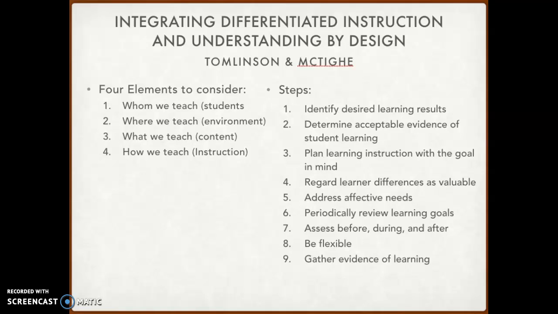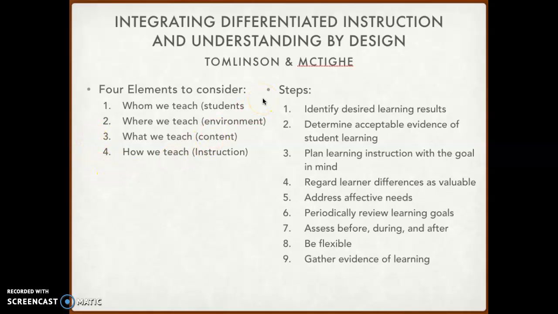So for Tomlinson and McTighe's integrating differentiated instruction and understanding by design, they have 4 main elements as well. 1 is whom we teach. We need to consider our students because they are different every year. 2, where we teach, the environment. It's much different if we're teaching in a huge classroom of 40 students in downtown San Diego versus if we're teaching a classroom of 15 students in La Jolla. So they're very different environments. 3, we need to consider what we teach, the content. And 4, how we teach, so our instruction.